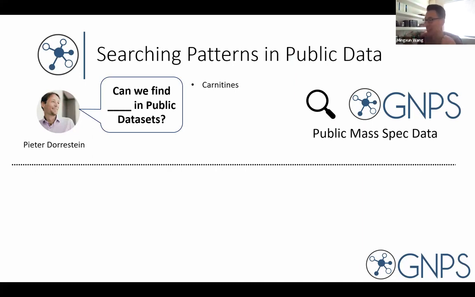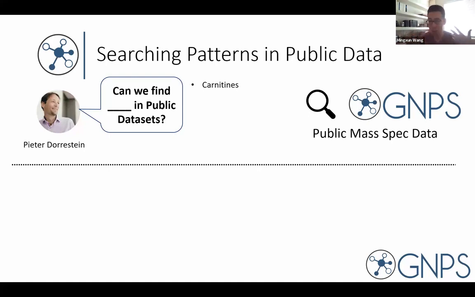But one of the things that Pieter asked, in a kind of excited way, is, now we can search all of these full molecules, but what if we wanted to look for specific classes of compounds, or even more broadly, specific patterns in the data? One question he asked is, can we find all carnitines in public data sets? We have all this data out there, and it has tandem mass spectra. How can we find all carnitines?